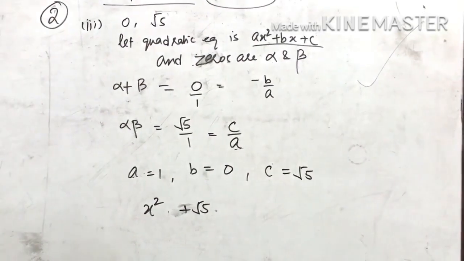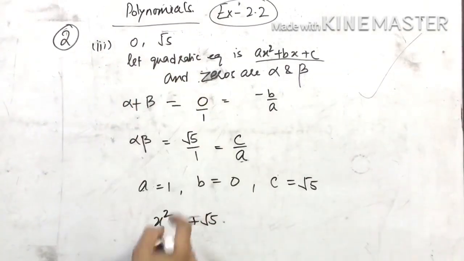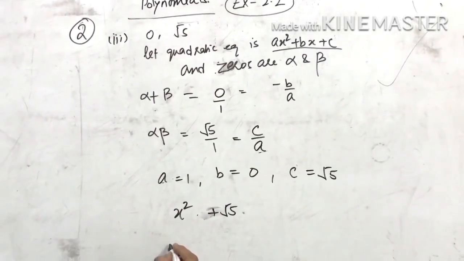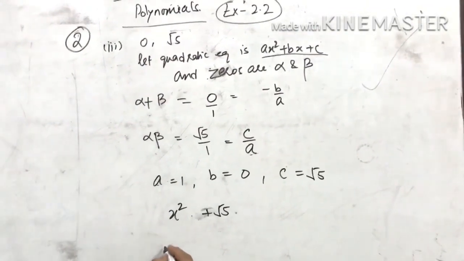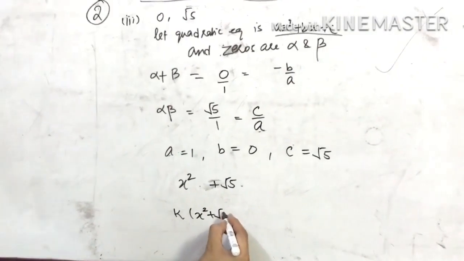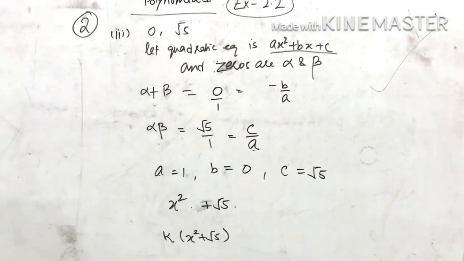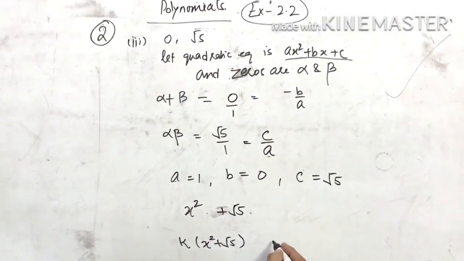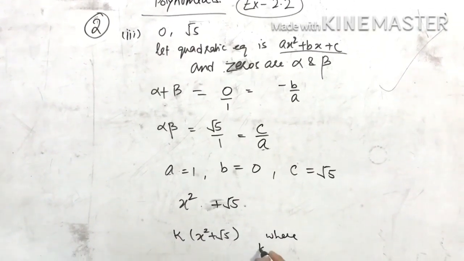So this is your quadratic equation as per this, and when k is real, so many other equations are also there, and that equation is this, and all these equations also satisfy these two conditions where k is a real number.